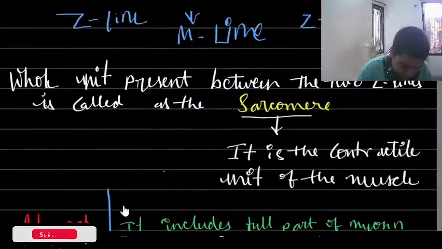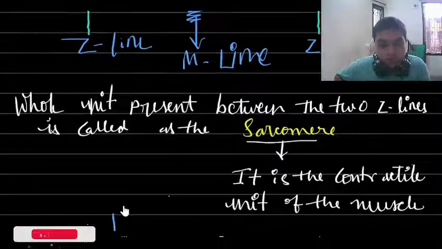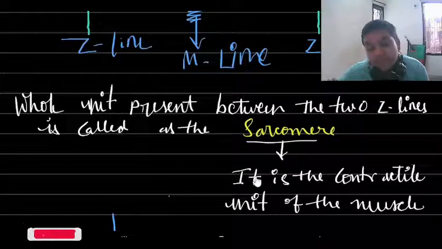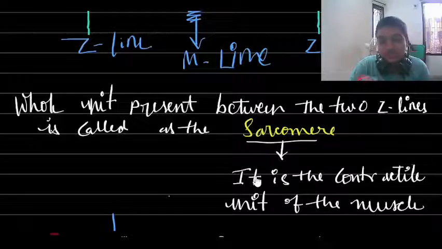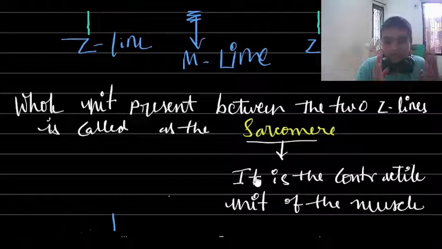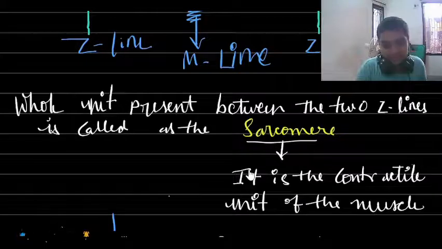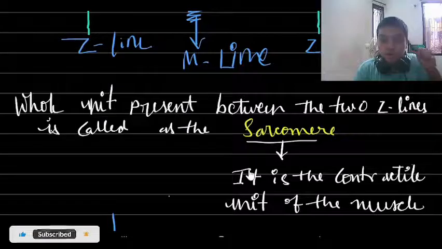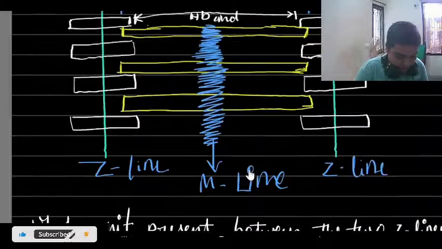Now let me take you to the important points which you have to learn here. The whole unit present between the two Z lines is called a sarcomere, and it is the contractile unit of muscle. During muscular contraction, this is the unit which contracts. These Z lines are actually elastic fibers which enclose the whole contractile unit called the sarcomere.